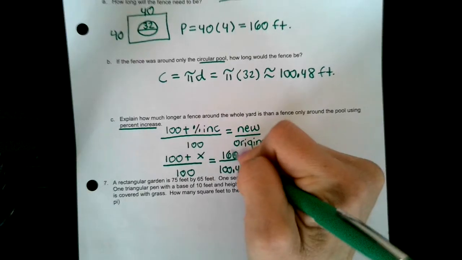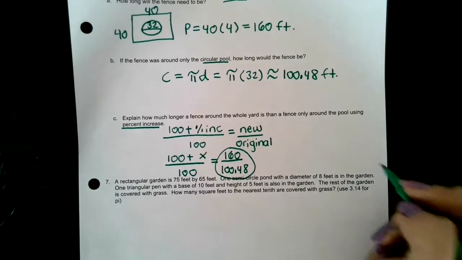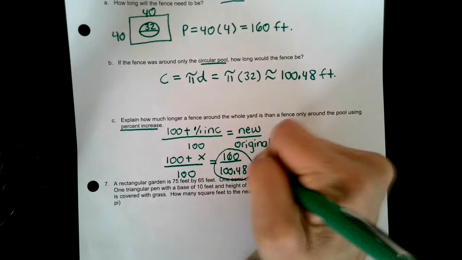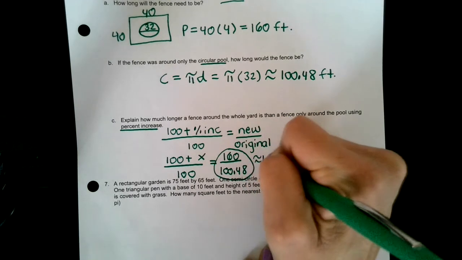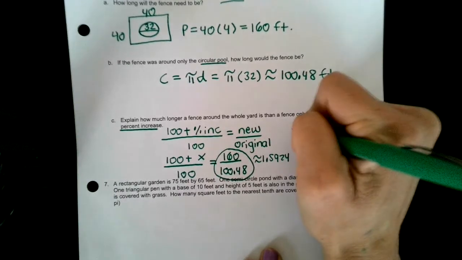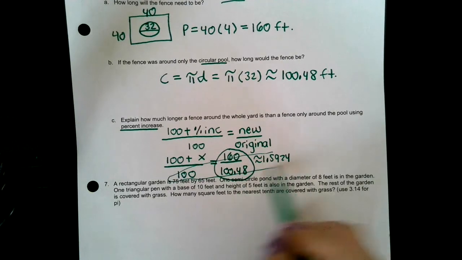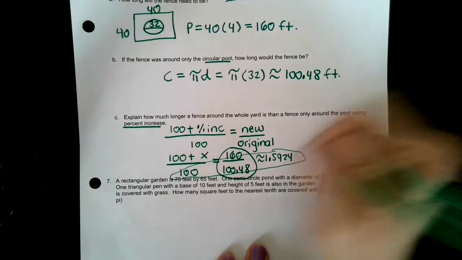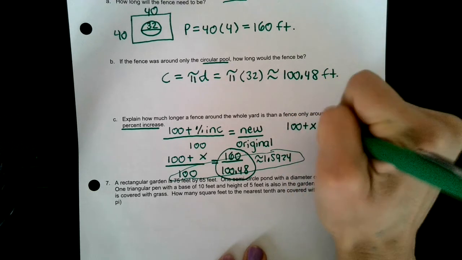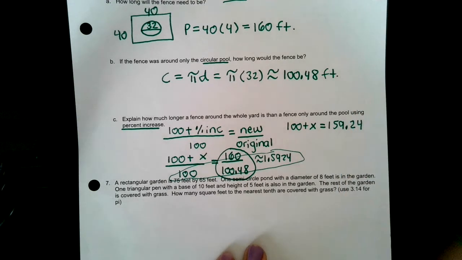So I think it would be easier if we simplified the right side of our equation and did 160 divided by 100.48. So that is about 1.5924. So I'm going to use that information. I'm going to cross multiply the 100 and the 1.5924. So I'm just going to move the decimal place over 2 places and make it 159.24.